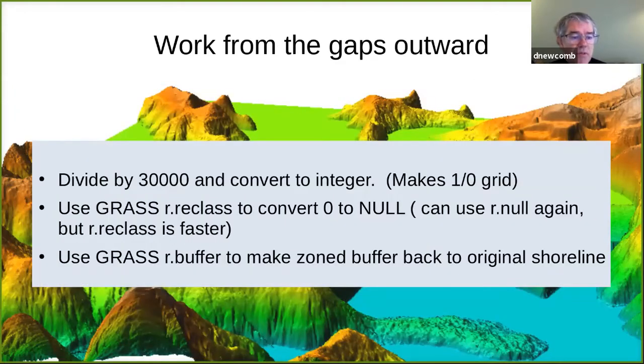All right, so we want to then divide everything in that raster by 30,000 and convert it to an integer. That makes a 1-0 grid. You get rid of the zeros, so you now have a 1 and null grid. So then you want to buffer outward back to the original shoreline. Remember, we came inward, in this case, 5 cells. So we want to go back out to create a raster buffer going back out to the initial area.